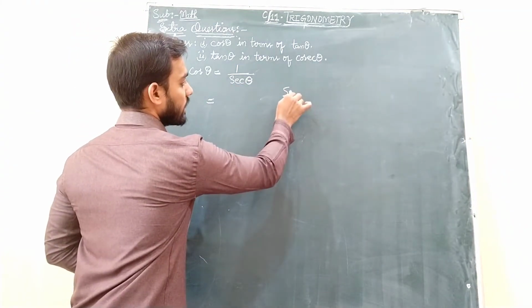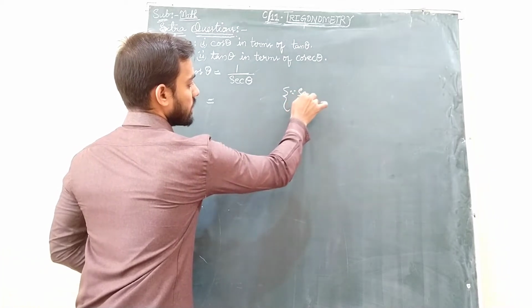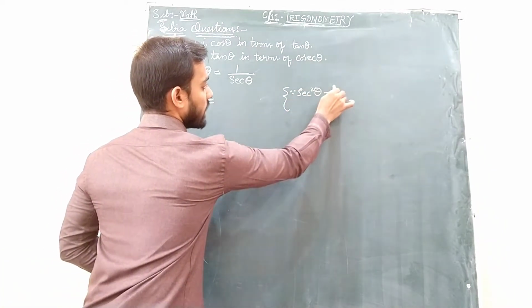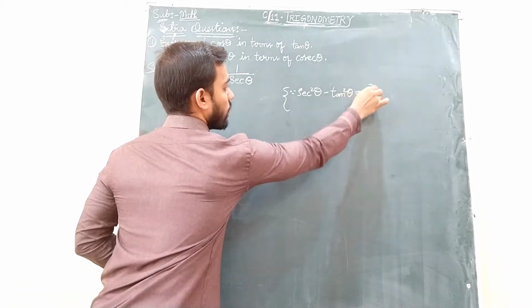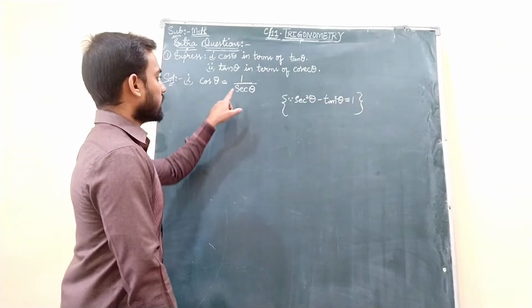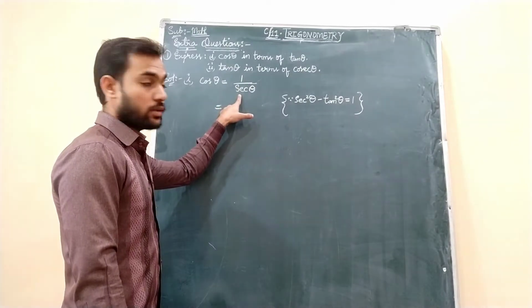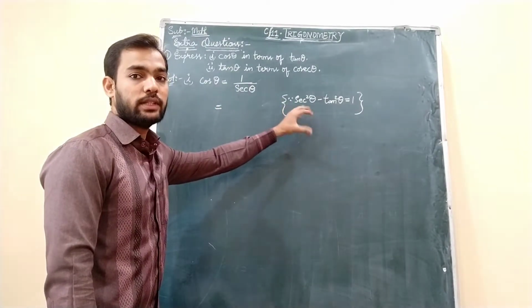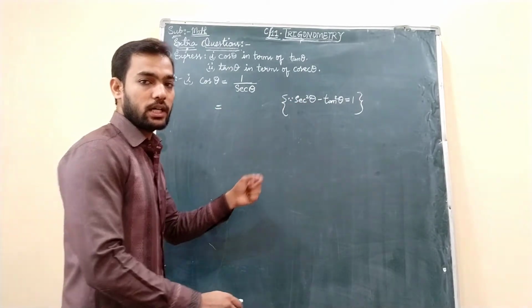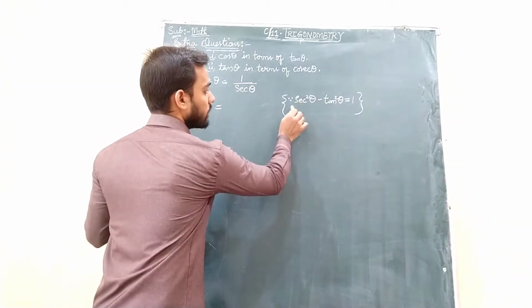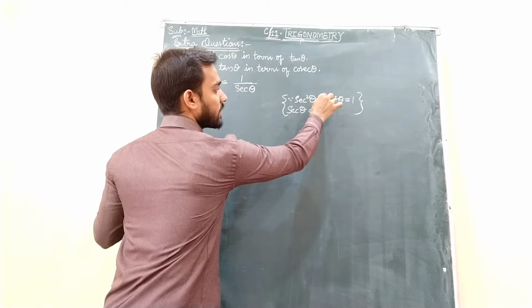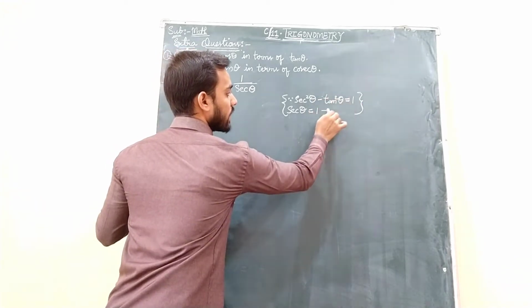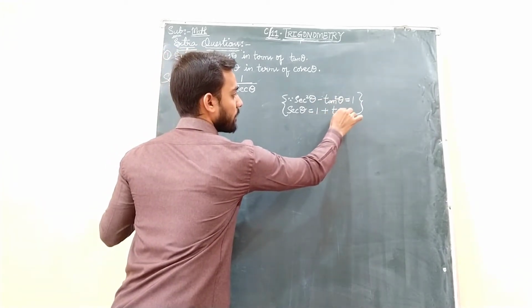Our identity is secant square theta minus tan square theta equals 1. Okay, but we want the value of secant theta. So through this identity we will try to get the value of secant theta. How? You see now, I will keep this secant theta as it is over here. 1, I am transposing minus tan square theta to this side, I will get it as plus tan square theta.